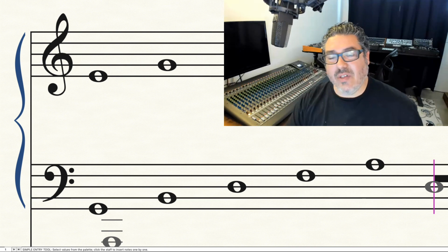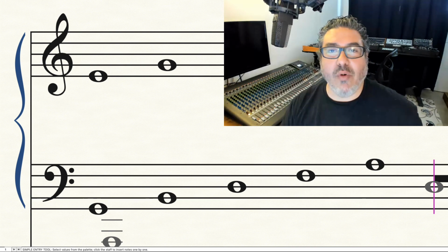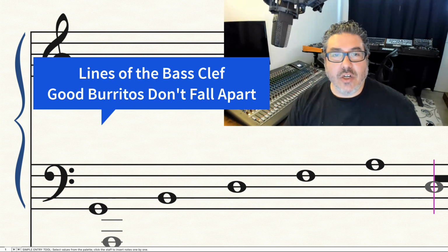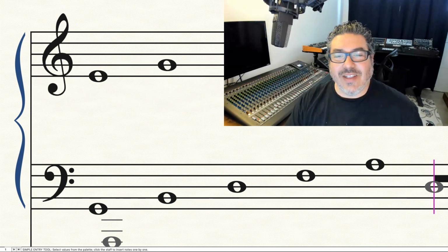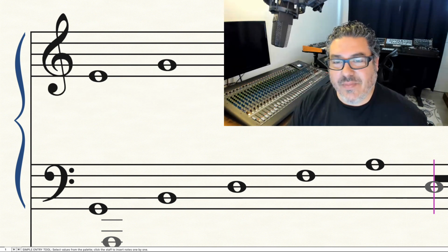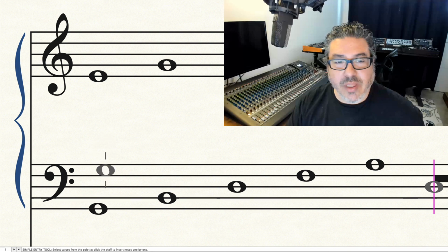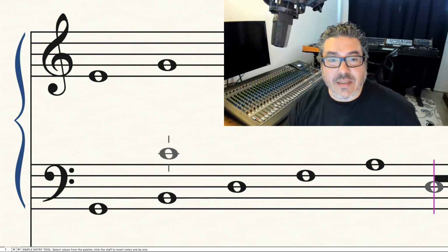When I was a kid, it was good boys do fine always, but I think something more epic would be good burritos don't fall apart, and that's true. All right, so those are the lines of the treble and bass clef. Let's do spaces.